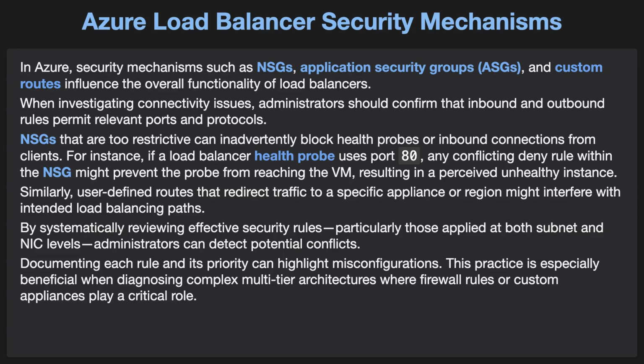Similarly, user-defined routes that redirect traffic to a specific appliance or region might interfere with intended load balancing paths. By systematically reviewing effective security rules, particularly those applied at both subnet and NIC levels, administrators can detect potential conflicts. Documenting each rule and its priority can highlight misconfigurations. This practice is especially beneficial when diagnosing complex multi-tier architectures where firewall rules or custom appliances play a critical role.